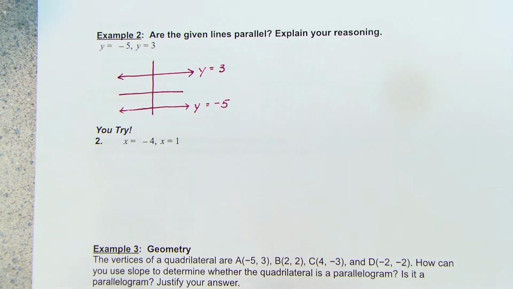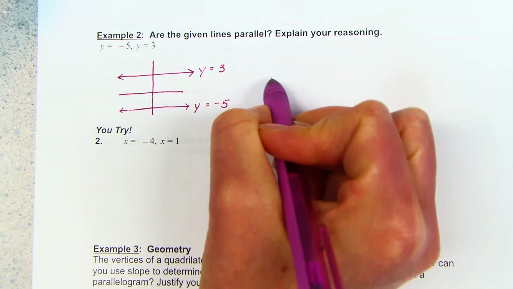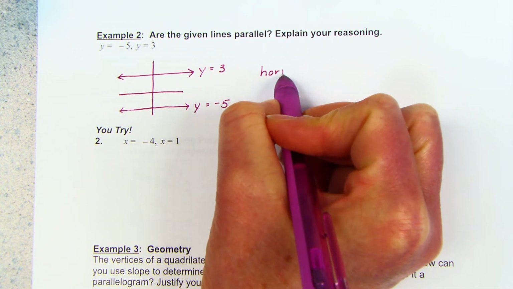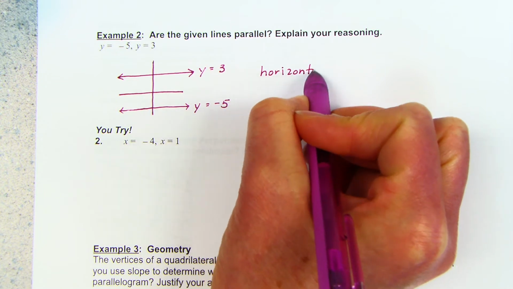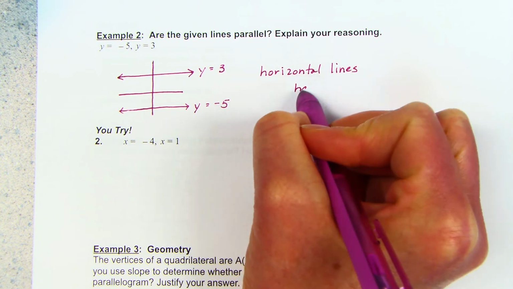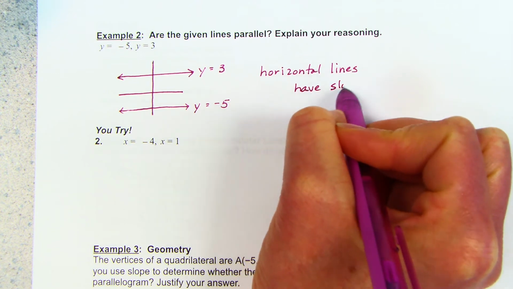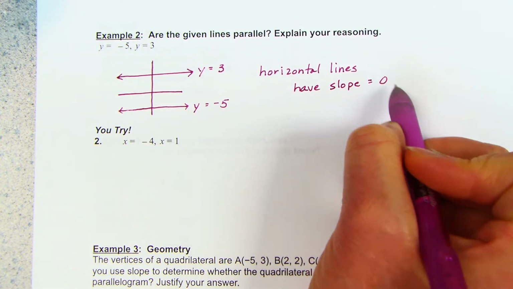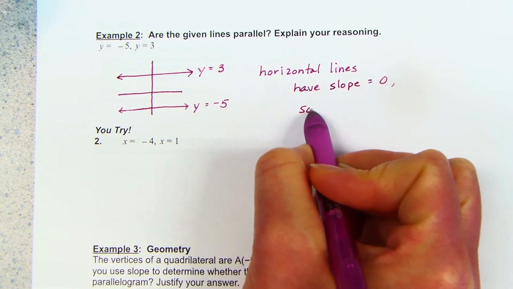And we can see that they have the same slope, which is 0. We should write that out. So they are parallel.